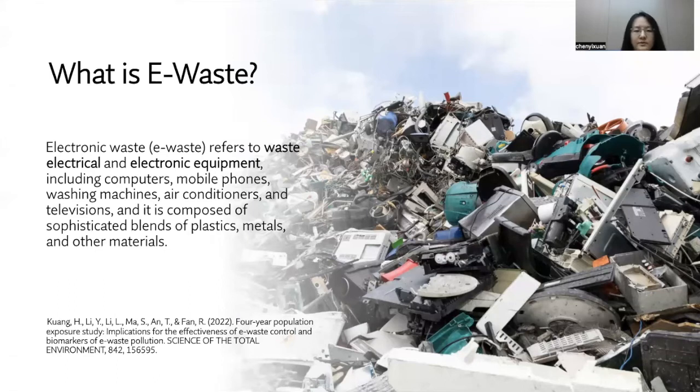Electronic waste refers to waste electrical and electronic equipment, including computers, mobile phones, washing machines, air conditioners, and televisions, and is composed of sophisticated blends of plastics, metals, and other materials.